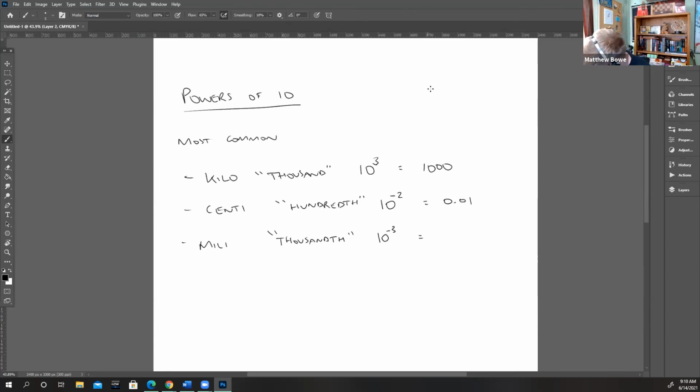Let me do sort of an example room up here. So if I have 1, and let's go through 1,000. So times 10 to the 3rd. I'm taking that 1 and I'm moving the decimal point to the right. 1, 2, 3. That's how we end up at 1,000 right here.